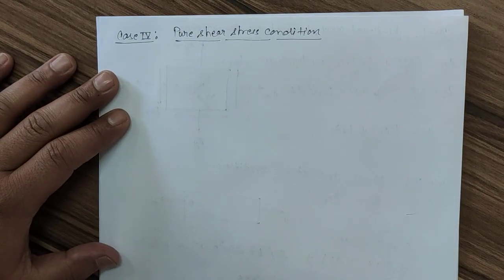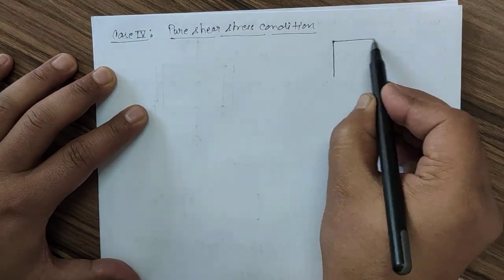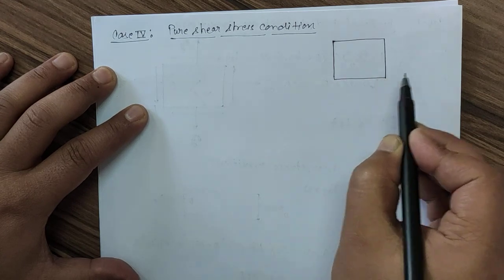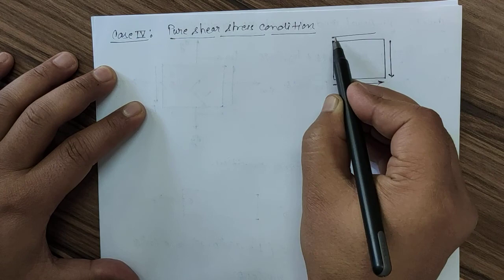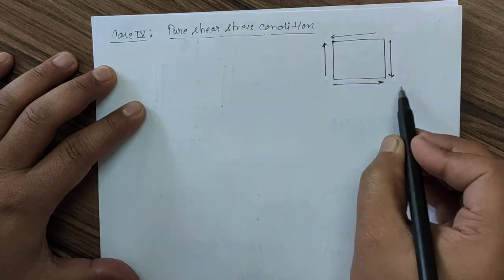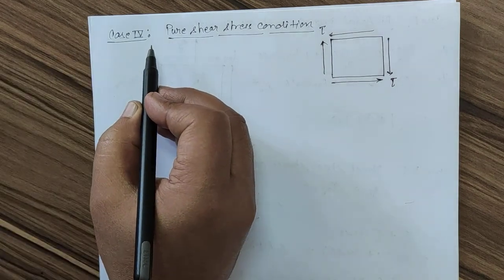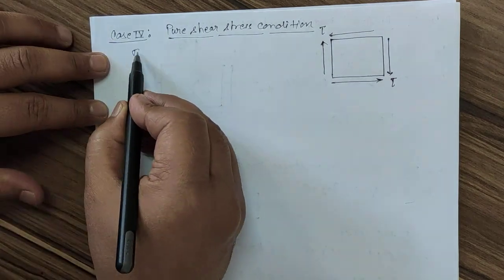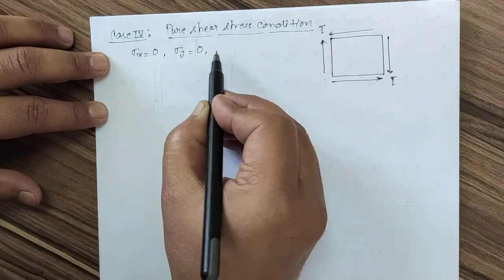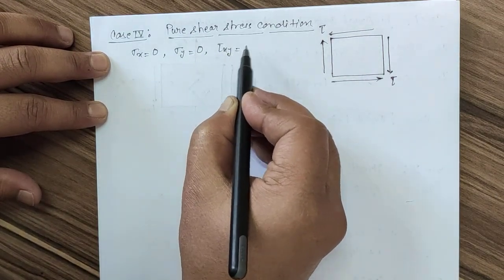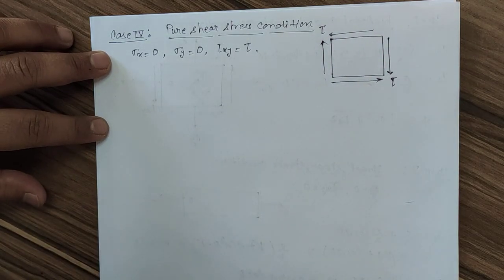Okay, no normal stress is acting, we are having pure shear stress. Pure shear stress means sigma x equal to 0, sigma y equal to 0, and we are having only tau. So for the pure shear stress condition we are taking sigma x equals 0, sigma y equals 0, and suppose we have taken tau xy is equal to tau. Okay, so this is the pure shear stress condition.